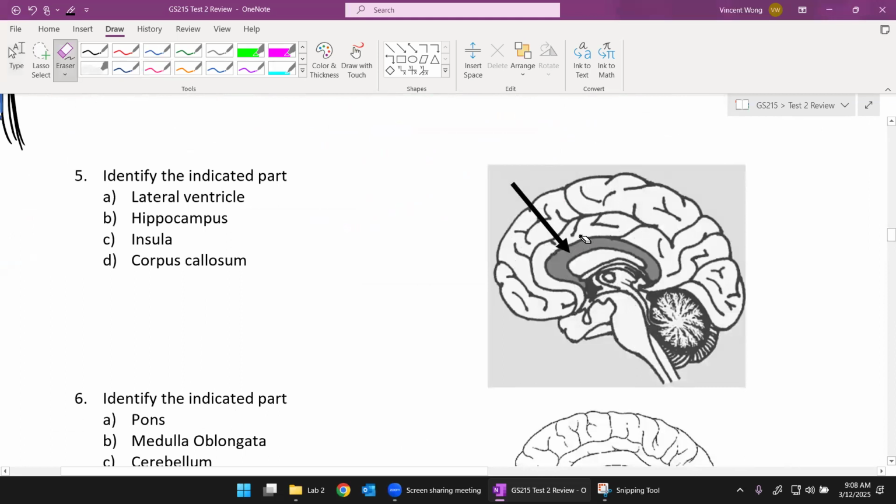Label the indicated part. This one, I mean, you should know, right? This is the corpus callosum, communication between the two halves of the brain. I might ask you to identify it on the test. I might ask you to click on the corpus callosum. I might ask you what happens if the indicated structure is damaged, right? So various ways to question you.